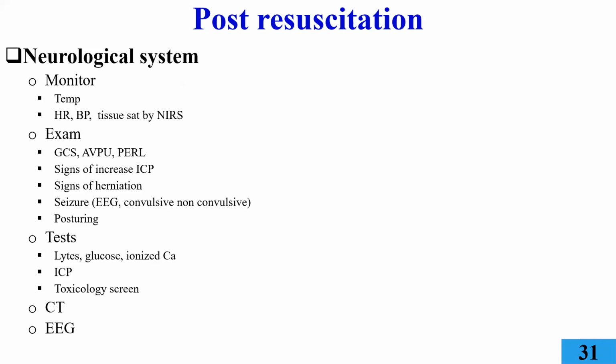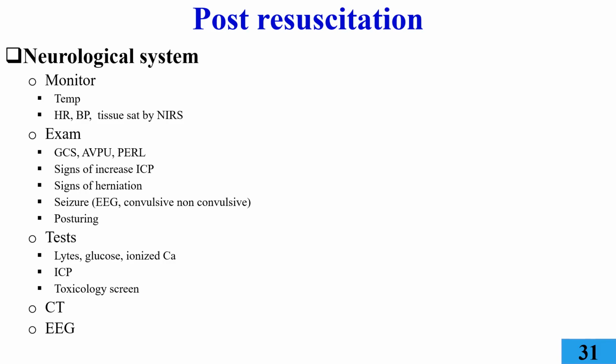A, alert, V, verbal response, P, localization of pain, and U, unresponsive. PERRL is pupils equally reactive to light. AVPU is alert, V, verbal response, P, pain localization, U, unresponsive. Or we can use the formal Glasgow Coma Scale.